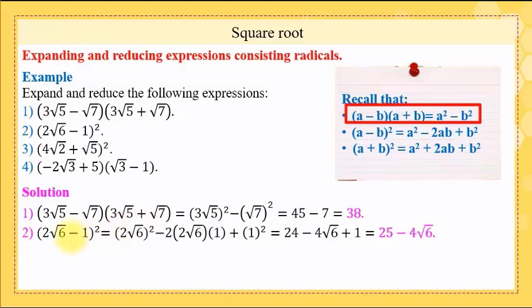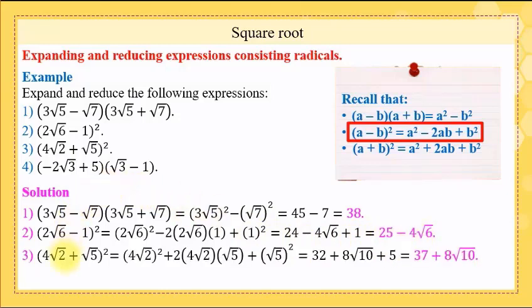The second one can be expanded according to the second identity, a minus b all to the power 2. So we have here a is 2 radical 6 and b is 1. According to this identity, we can write 2 radical 6 power 2 minus 2 times a, which is 2 radical 6, times b, which is 1, plus b power 2, which is 1 power 2. And then we calculate to find 25 minus 4 radical 6.